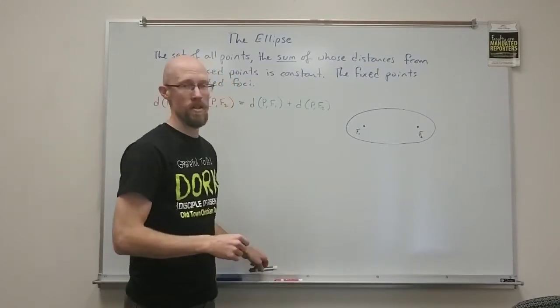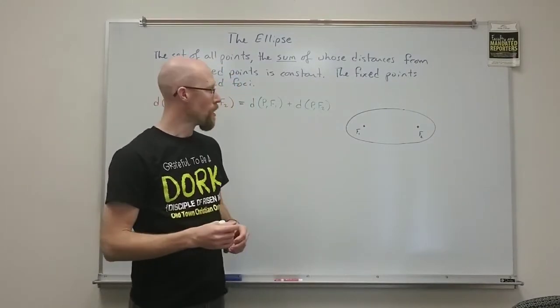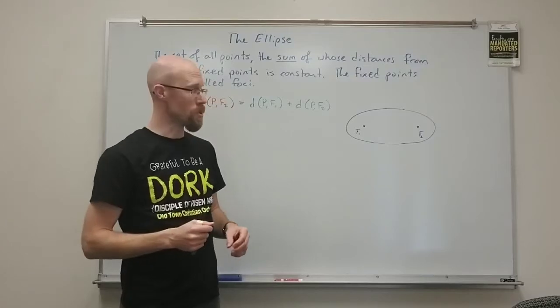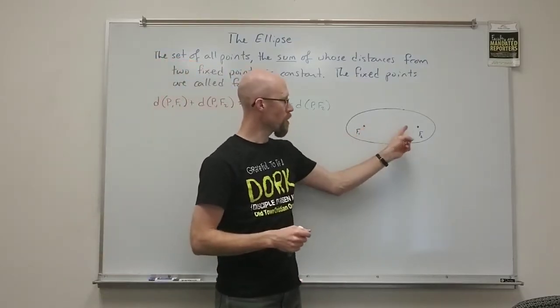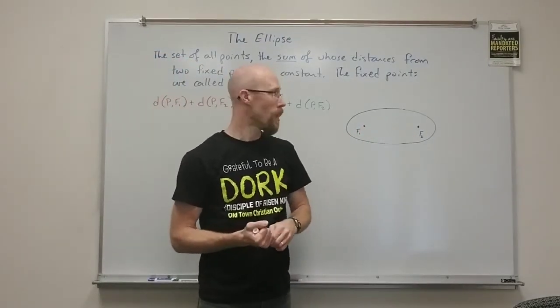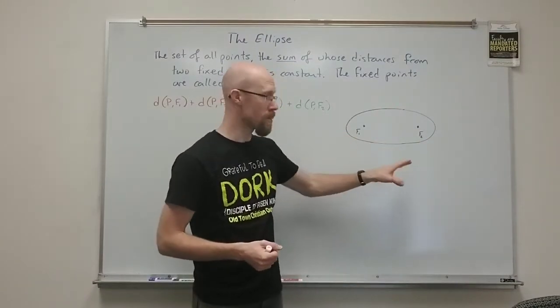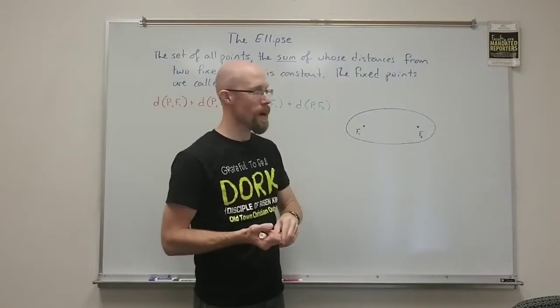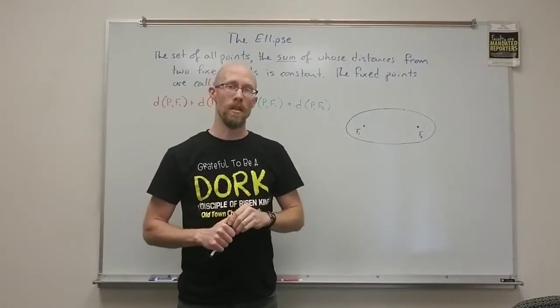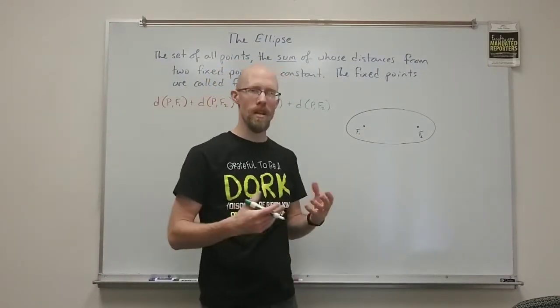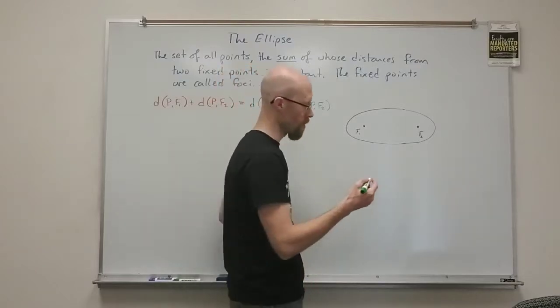Now, what I want to do is plot my two axes, my x and y axes. And I'm also going to give you one more definition. There's a point halfway between the two foci. It turns out there's going to be some symmetry to this, but I'll save that for the end. A point halfway between the foci is the center. Okay, kind of like the center of a circle, but defined differently.